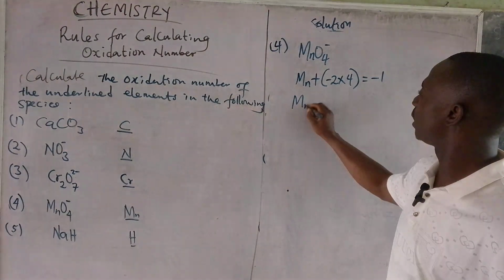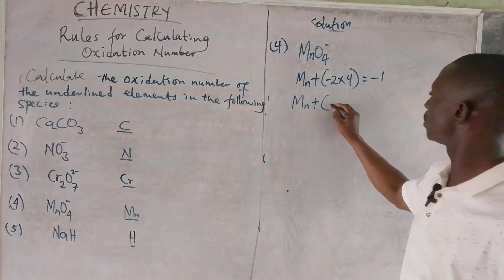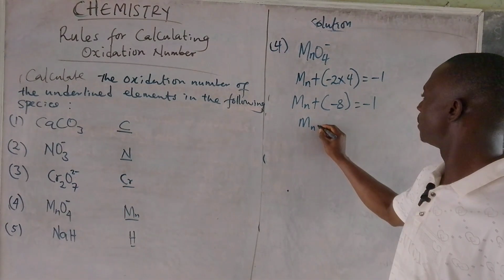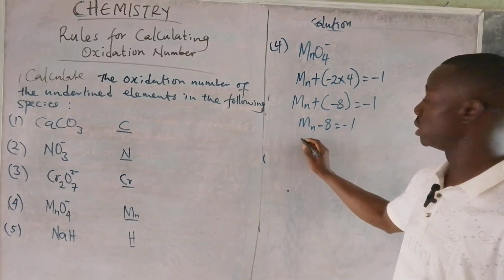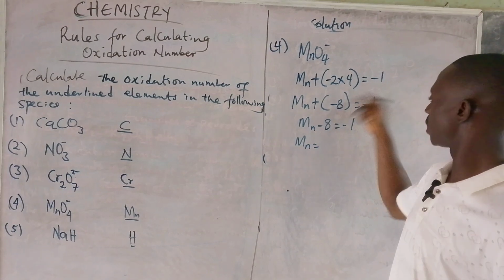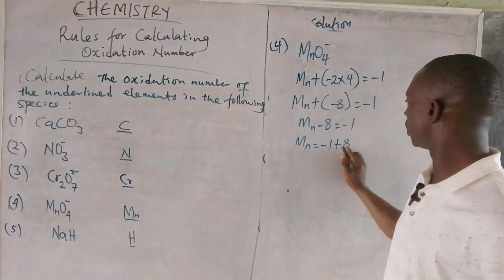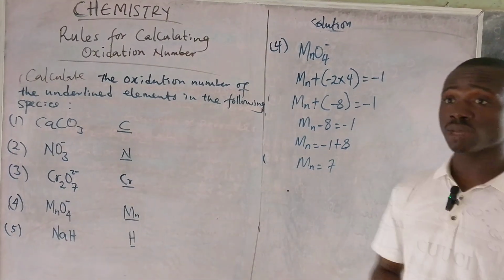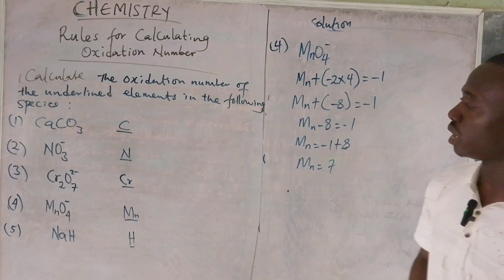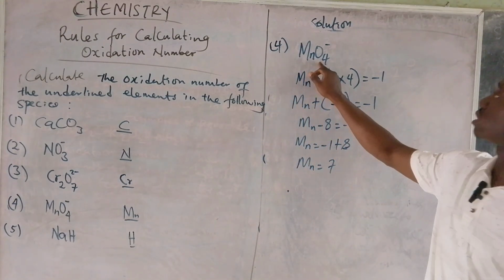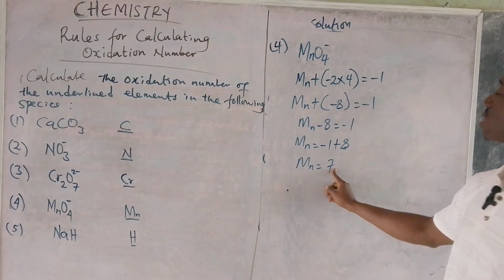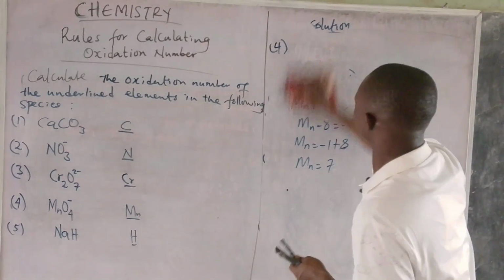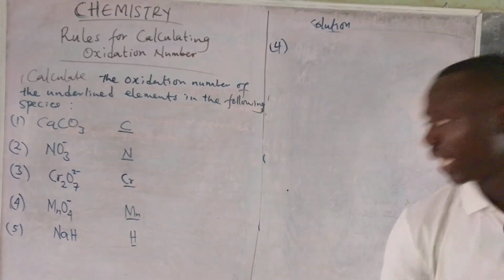So then we have Mn plus -2 times 4, which gives -8, equals -1. Then make Mn the subject of the formula, collecting like terms. We have -1 plus 8, and then Mn equals 7. So the oxidation state of manganese in this radical is +7. And if I'm to name this radical, it is going to be tetraoxomanganate 7, meaning the oxidation state of manganese is 7. Then the last but not the least, we have NaH.